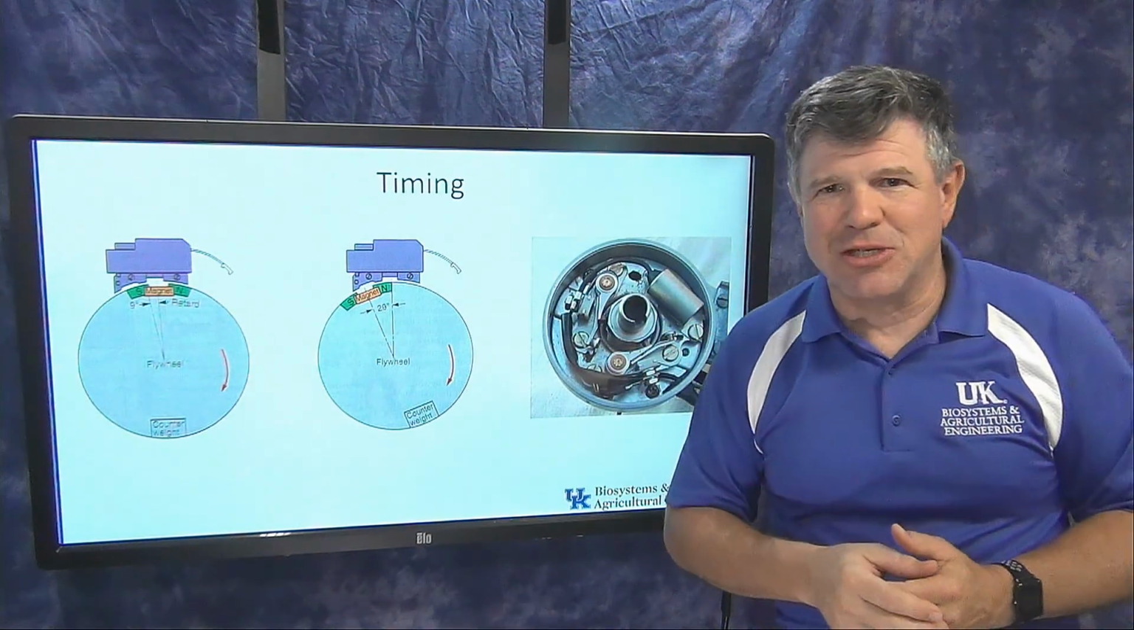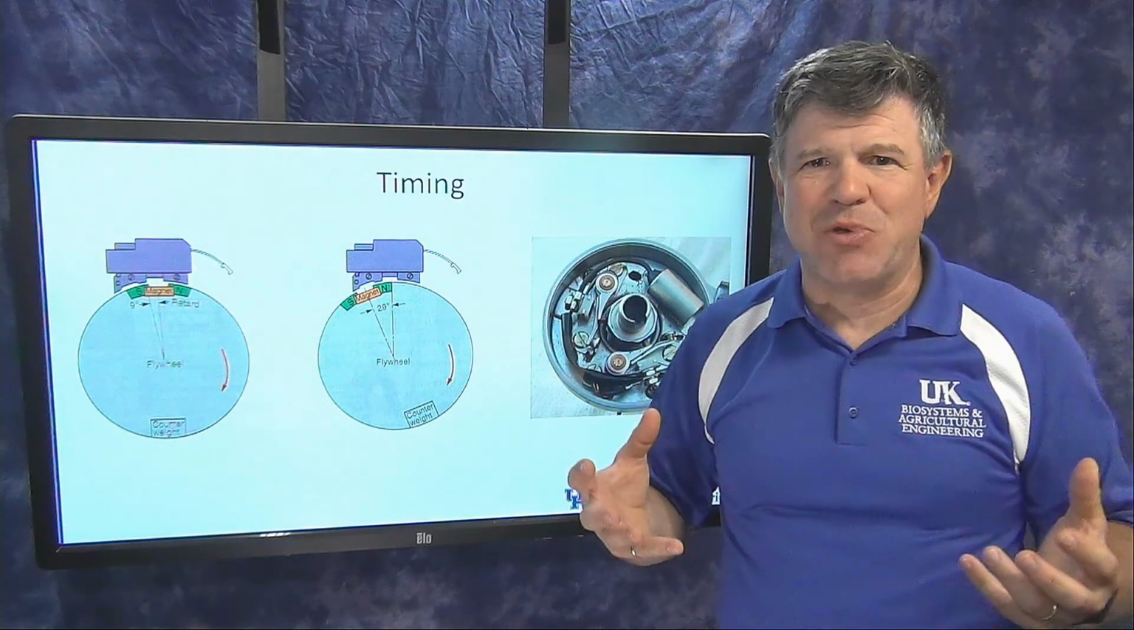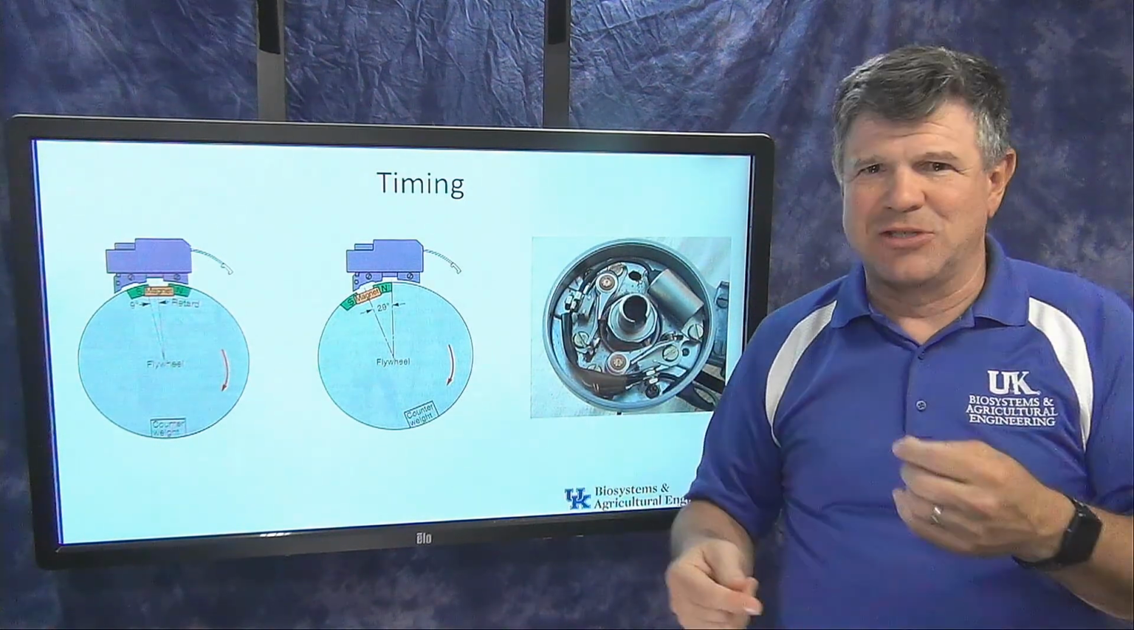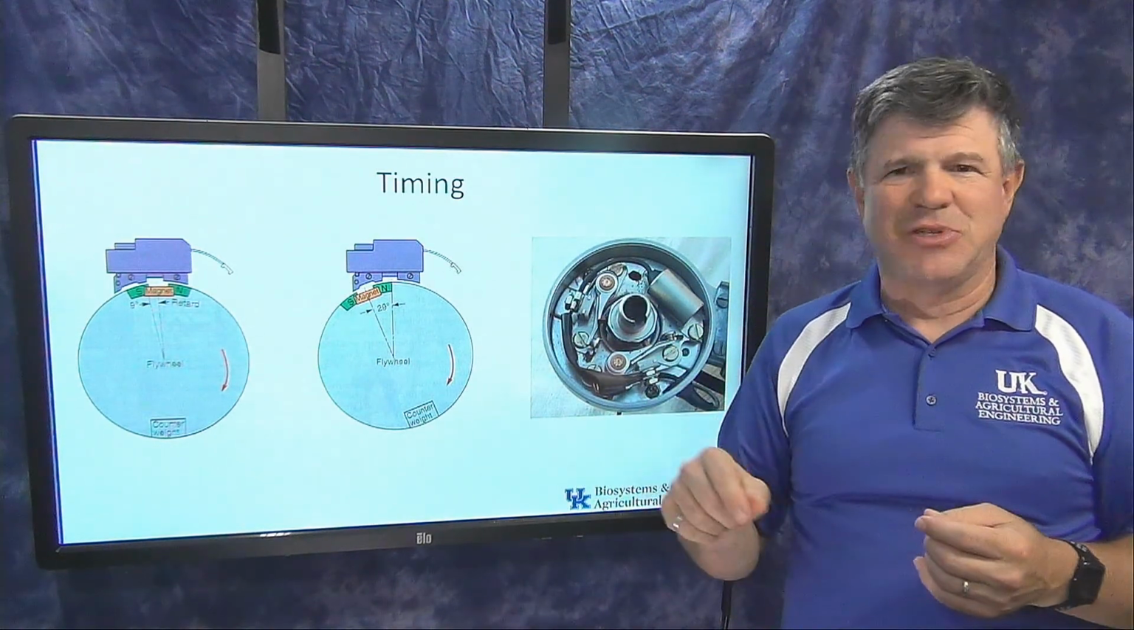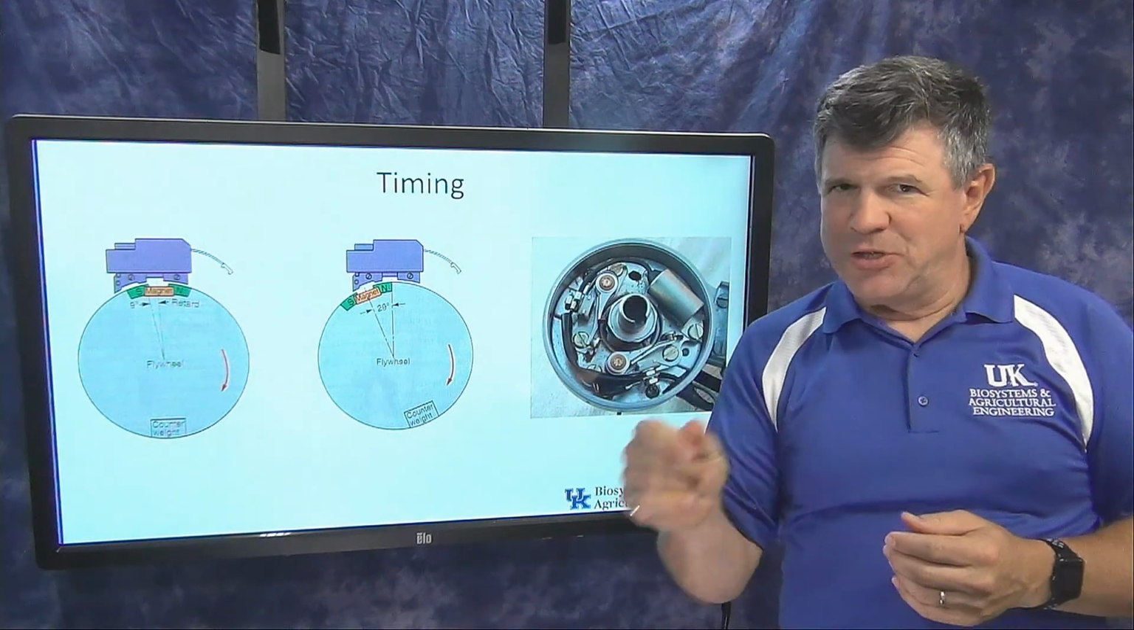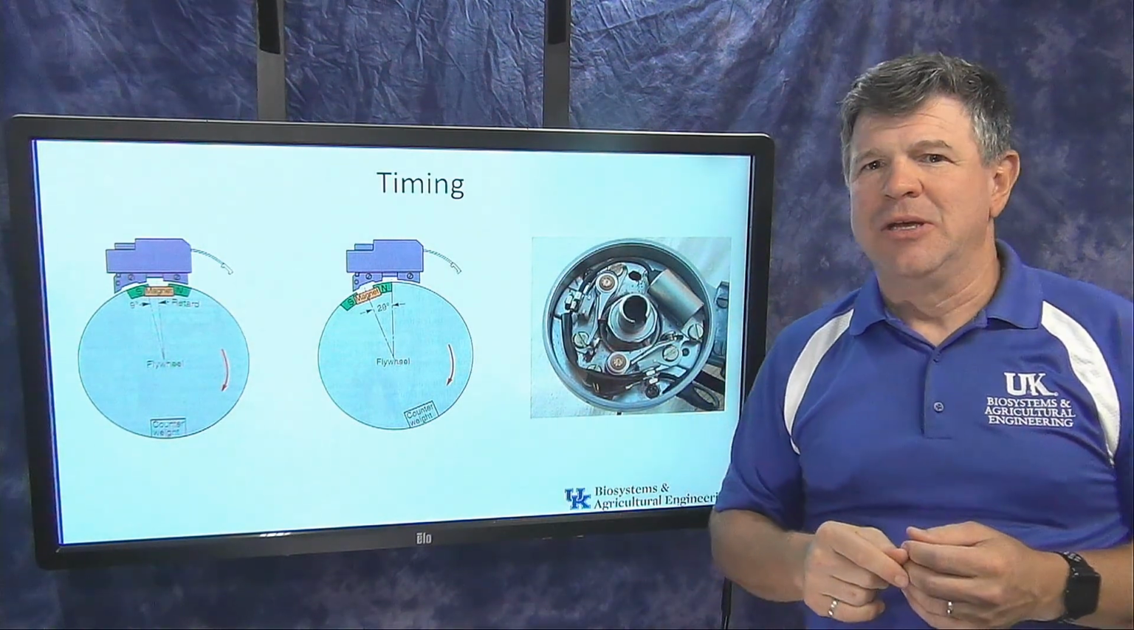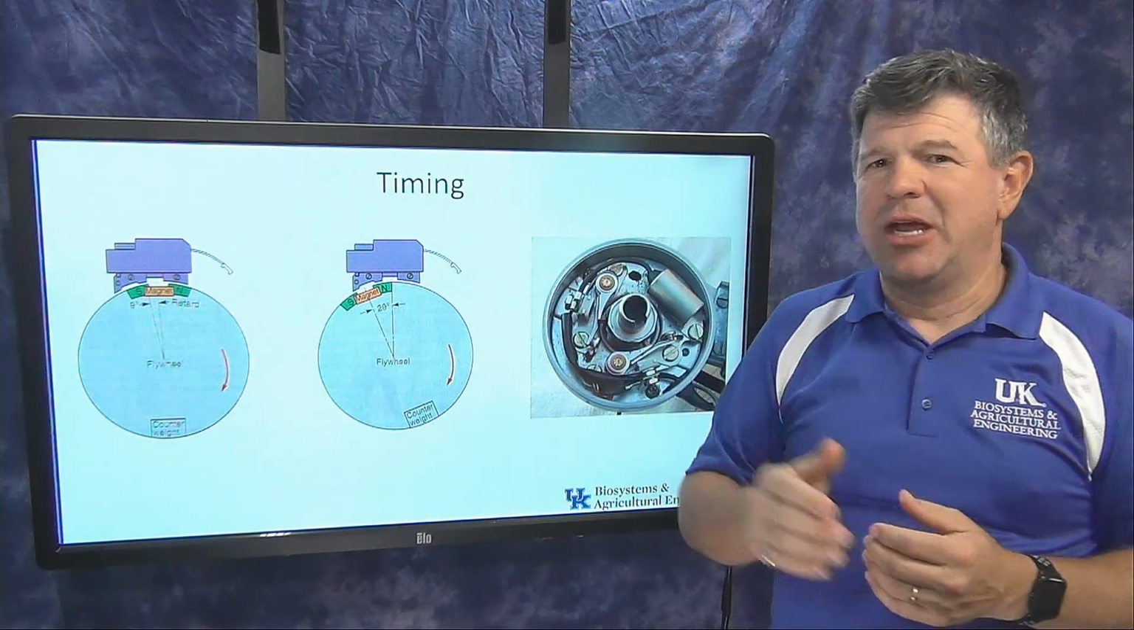Now in modern engines we do that electronically. We have computers in there sensing engine speed and crankshaft position and all that kind of stuff. They do that electronically with sensors, and there's an optimum time and it changes with speed.